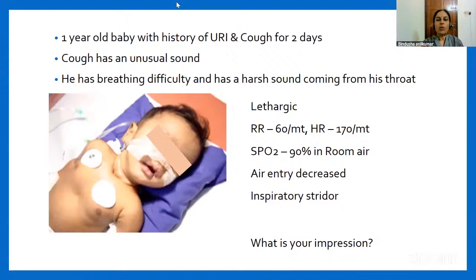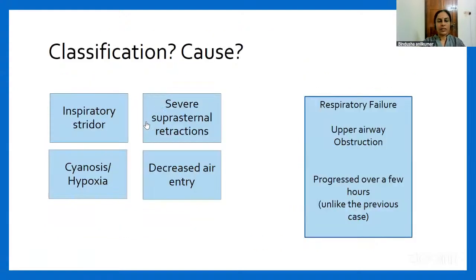Okay, so what is the difference when compared to the other child? You heard the history of the first child, who had an acute onset. Here, the disease actually progressed over a few hours. Here also the patient is having inspiratory stridor, severe retractions, cyanosis, hypoxia, because everything tells you that this is also respiratory failure. But unlike the previous case, this patient actually progressed over a few hours.